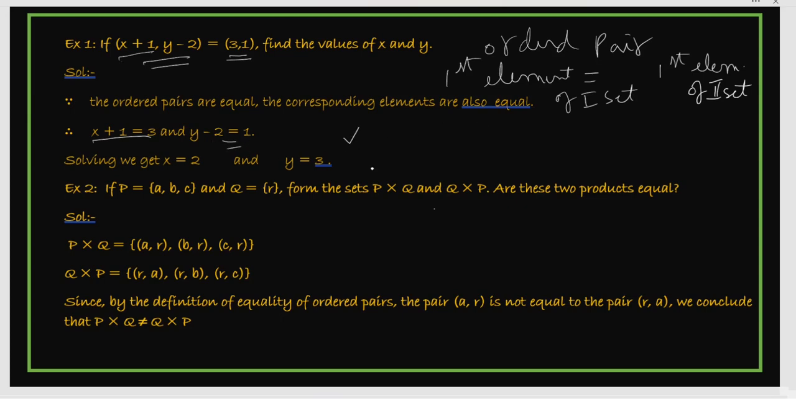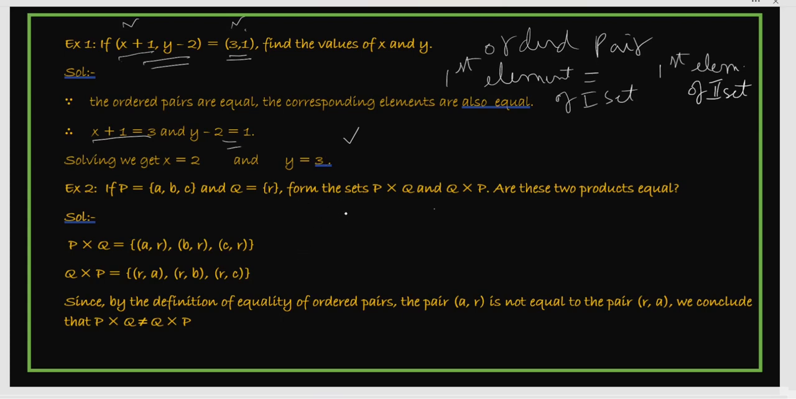Elements are in pairs within normal brackets. These are the pairs of the elements. And an ordered pair is: the first element of the first set equals the first element of the second set, and the second element of the first set equals the second element of the second set. This is what I wanted to stress.